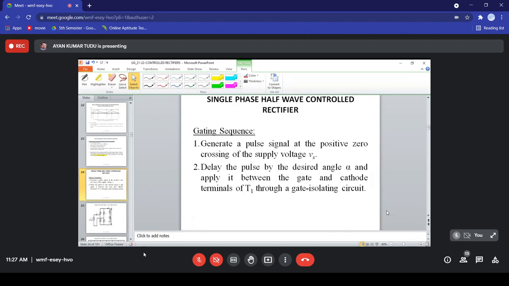If time permits, after we have finished the control rectifiers, I may talk about the gating circuits. But for the timing, we will not be talking about it. Let us see if we are able to finish the syllabus for the control rectifiers, then only will we talk about these gating signals. I hope it is clear till now.